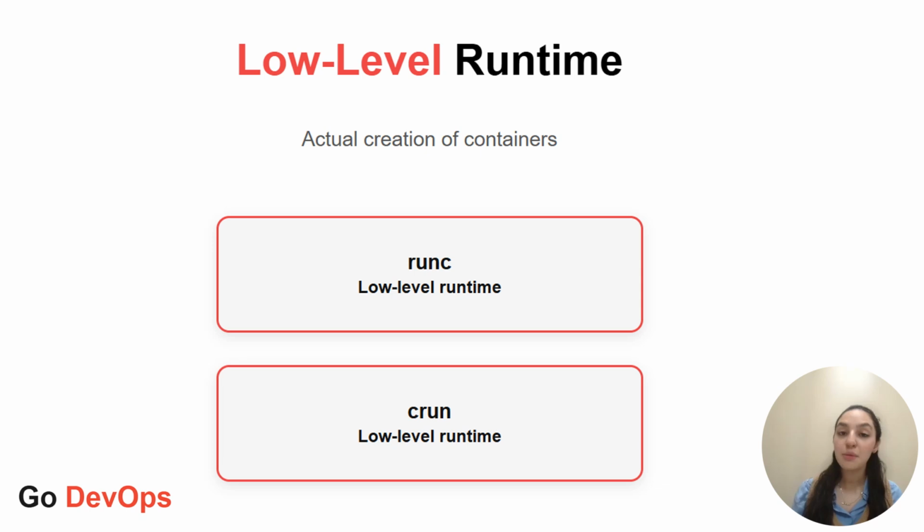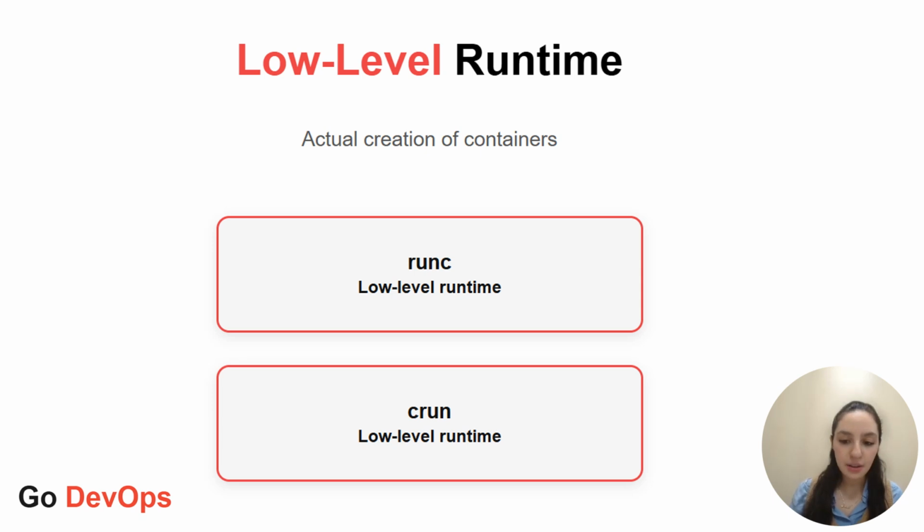Now let's see the low-level runtime. So it's the final component that takes all the instructions from the high-level layers, like container spec, namespaces, cgroups, and mounts, and they actually create the container process on the host system. So it doesn't deal with images, registries, or container lifecycle management. Its job is much simpler. So it translates the container specification into kernel level isolation. So in other words, it's the piece that really starts the container.